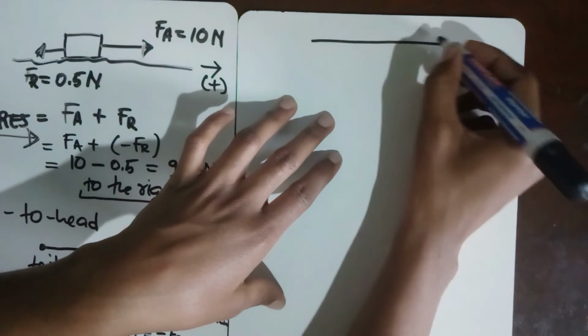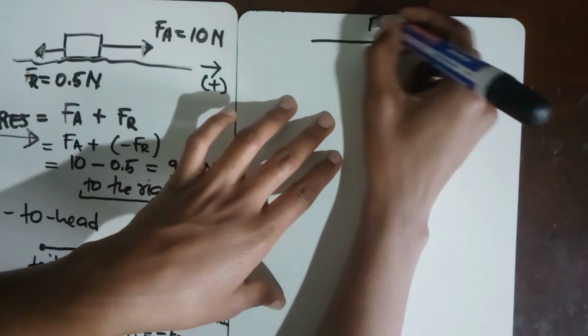Okay, let us do that. When you're using the tail to head method, let me say I will select my 10 newton vector as my first vector and I'll draw it and I'll say it's FA.